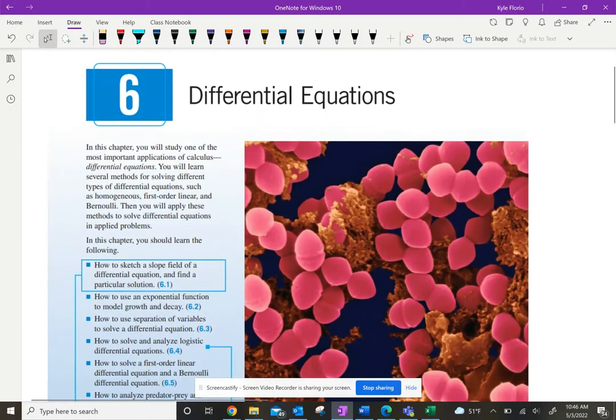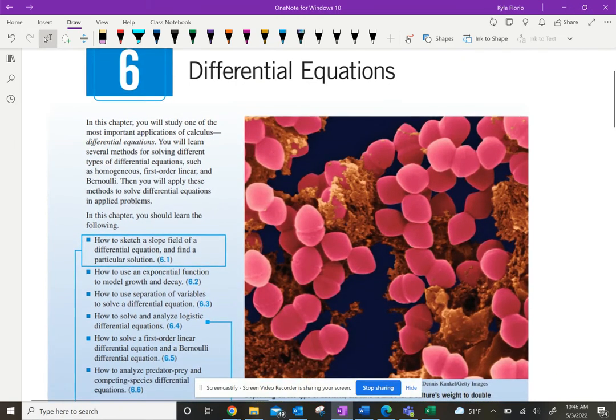We're going to start chapter 6, differential equations. We've seen a few of these before, but the idea in this chapter is we're going to study one of the most important applications of calculus, which is called differential equations. We're going to really learn one method of solving these types of differential equations, and then we're going to apply these methods to solve some problems involving differential equations.